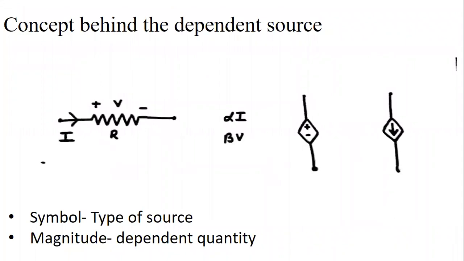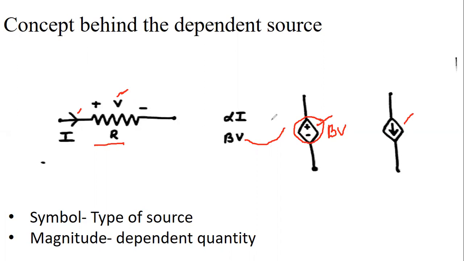Now next is the concept behind the dependent source. How do dependent sources work? See here, we have shown a resistance R with a current I and voltage V, and first is a dependent voltage source, and this is my dependent current source. Suppose the voltage of this source depends upon the voltage of this resistance, say the voltage of this source is beta V. What is the significance? Whenever there is the voltage V, this source always has the voltage beta V. So the voltage of this source depends upon the voltage of the resistance. This is a voltage dependent voltage source.